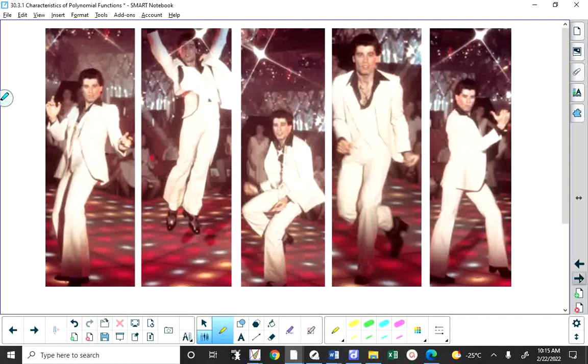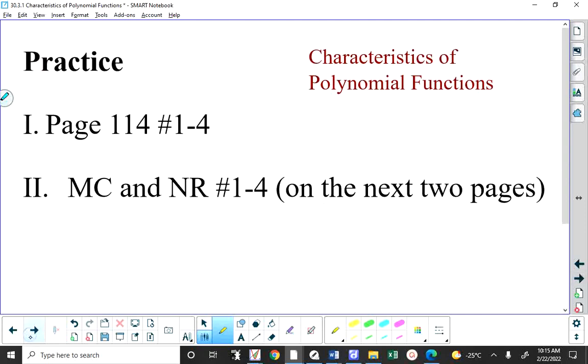Don't waste your time. You can see that there are some practice problems, as is the case usually. We have multiple choice and numerical response in your textbook stuff.